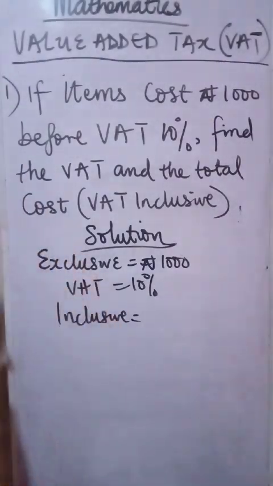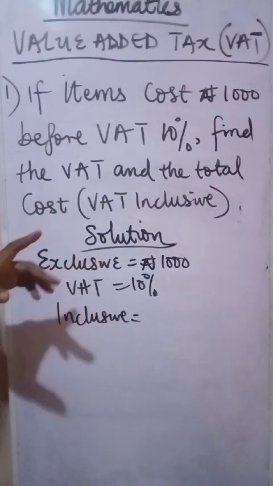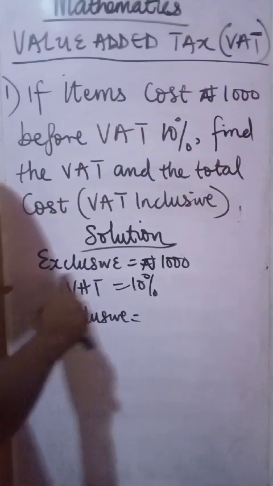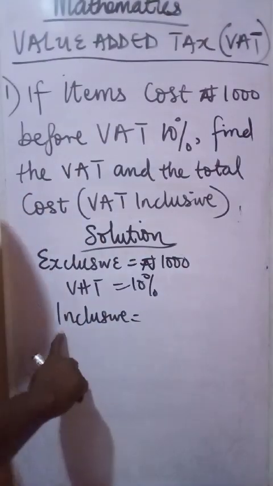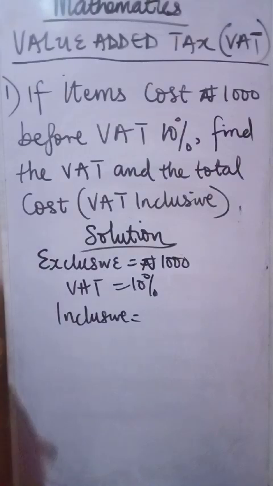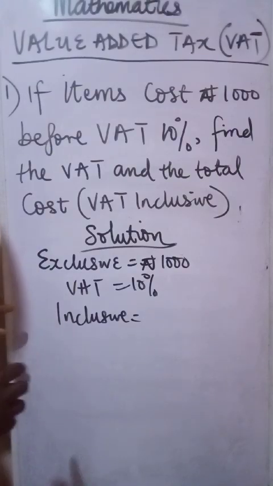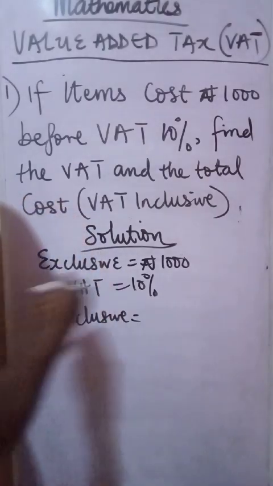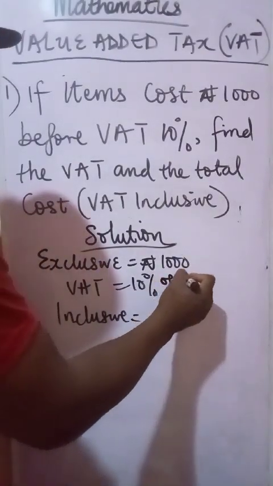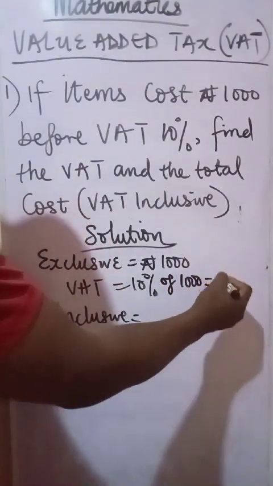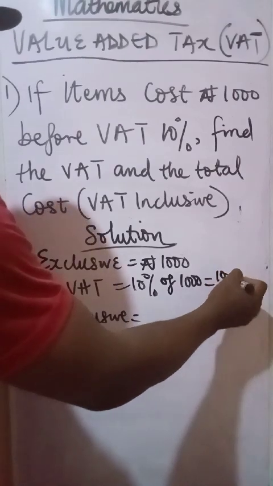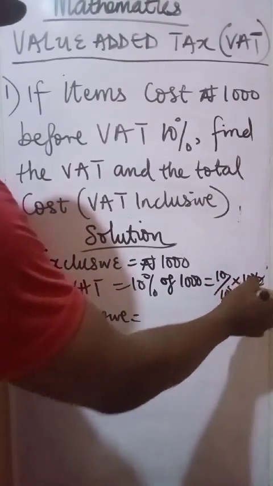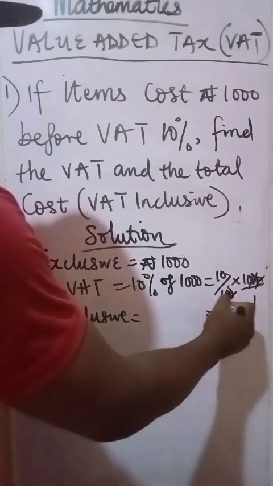Now let me say this. Your first task is to write your values, what you were given. If you were given VAT inclusive and you're supposed to find VAT exclusive, it's a very simple thing. Are you getting it now? Okay, let me find VAT, which is 10% of 1,000. Let me do this one briefly. That's 10 over 100 times 1,000 over 1. Cancel. 10 times 10 is 100.